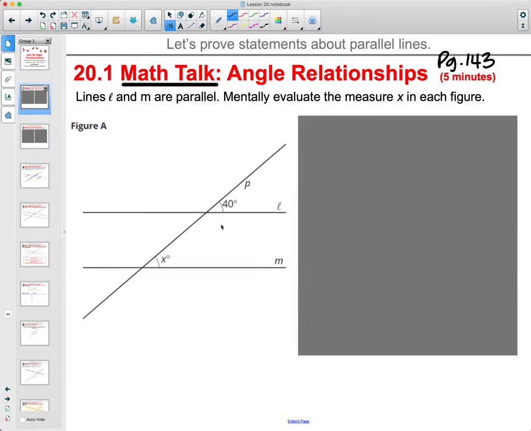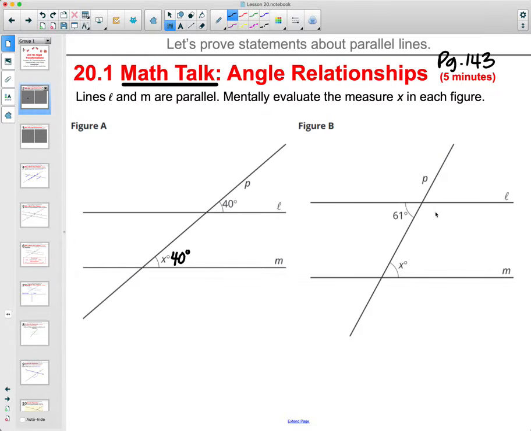So taking a look at this first one, maybe you see that this translates down. Okay, so if we translated this set down, because we've got parallel lines, the 40 would land on the X. So 40 and the X are the same. So X is 40.